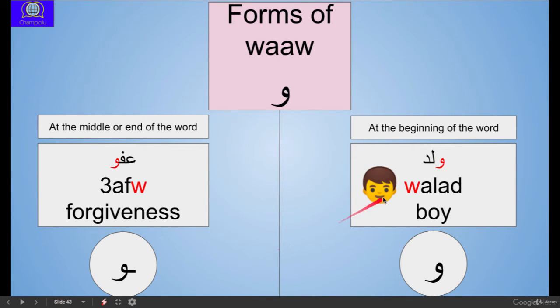So for example, in the word like walad, which means boy, you'll find that it is taking the initial form, while for the word like afu, which means forgiveness, you'll find that it takes the final or the medial form because it is connected to the letter before it, which is fa.